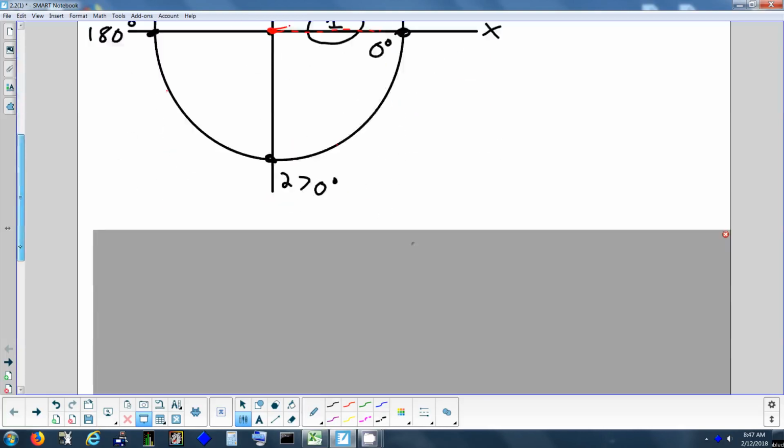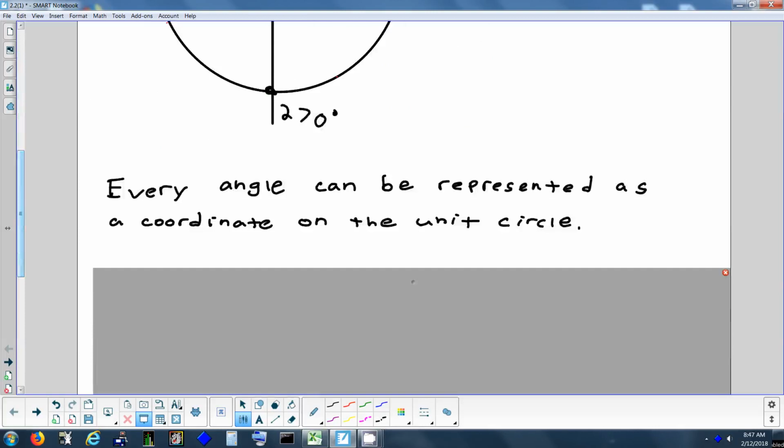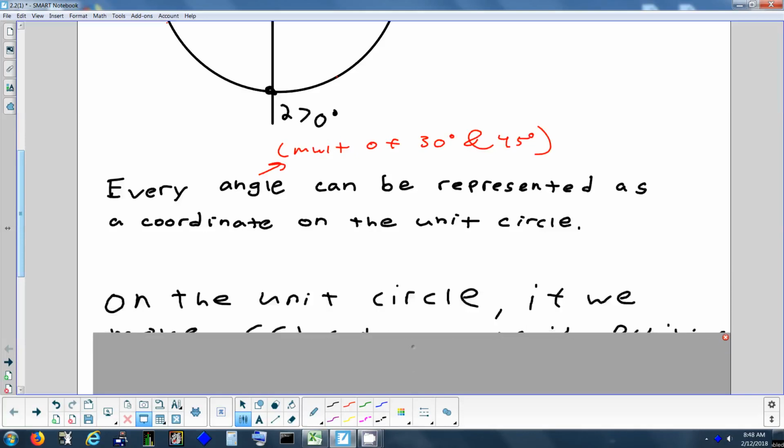All right. So now just to kind of put all that in words, every angle that you can think of, specifically ones that are multiples of 30 and 45, can be represented as a coordinate on a unit circle. When I say every angle, I really mean multiples of 30 and 45. Technically, if you really wanted, you can find the coordinate for anything. Like even 17 degrees, you could find the coordinate for it, but it's going to be awfully messy. It's not really the point of unit circle trig. Okay, so we'll stick with multiples of 30 and 45.